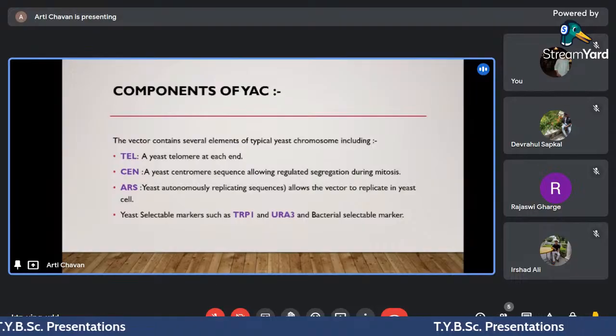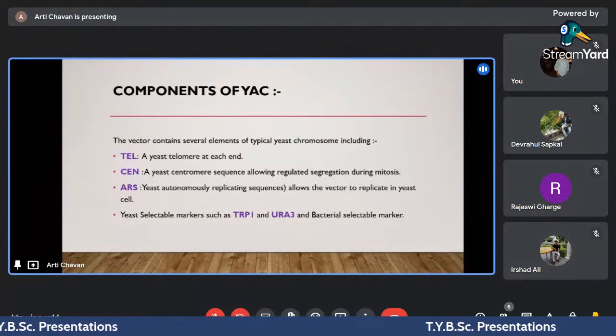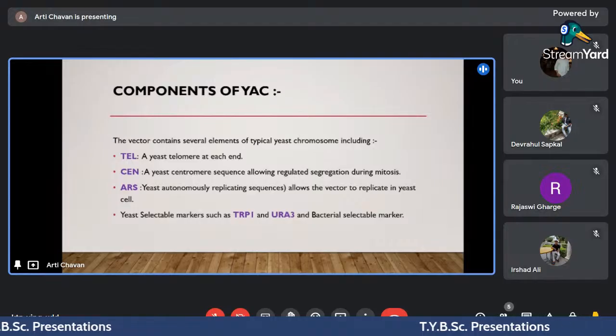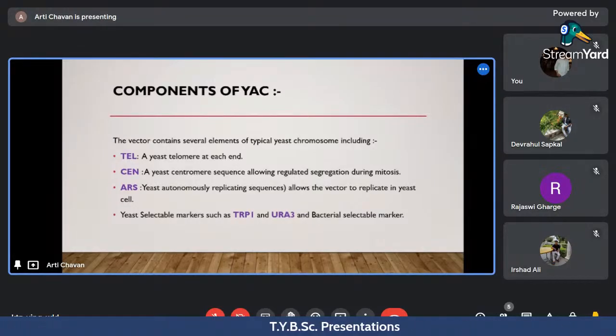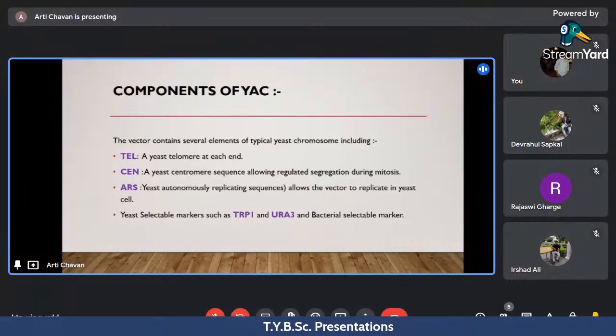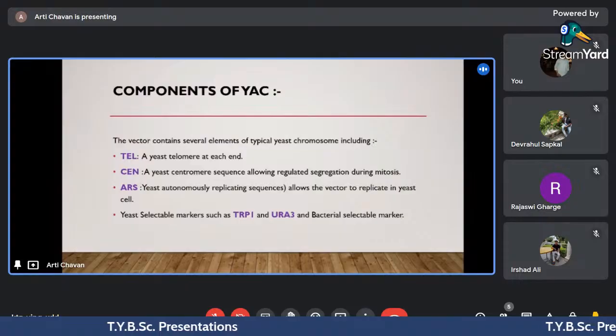It is an artificial chromosome for yeast, as the name suggests. It is a linear vector, but it can be made circular. The components of YACs are a yeast telomere at each end, then a centromere, a sequence allowing regulated segregation during mitosis, and ARS, that is, autonomously replicating sequence, which allows the vector to replicate in the cell. Then selectable markers such as TRP1, that is tryptophan, and URA3, and bacterial selectable markers are also present.